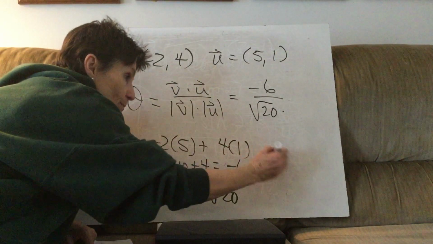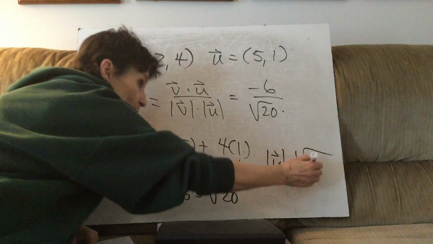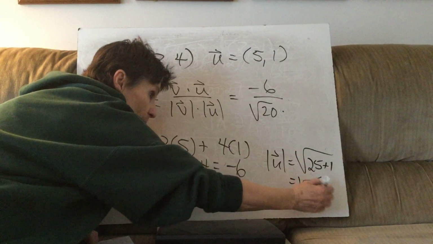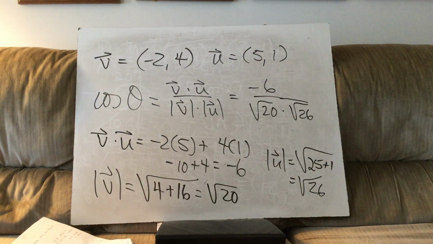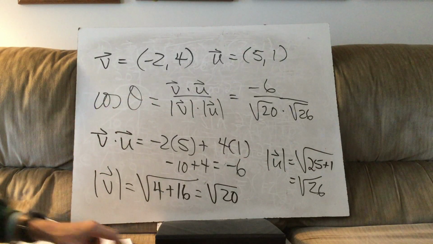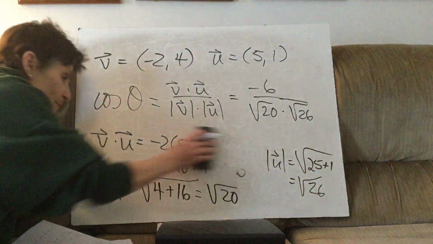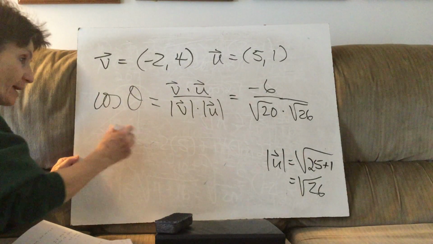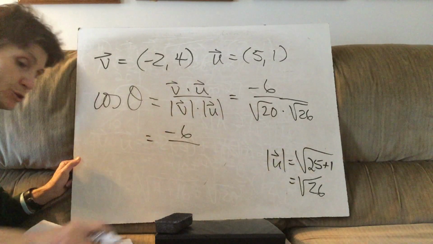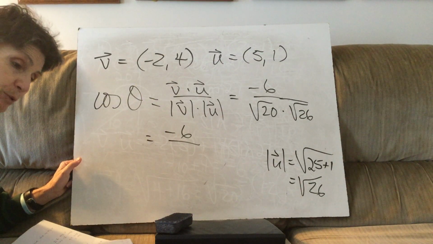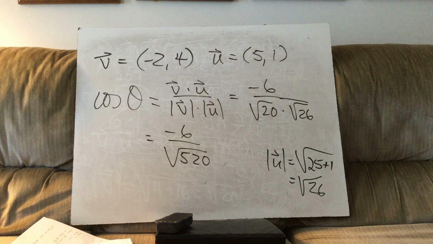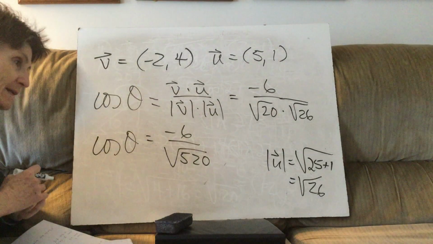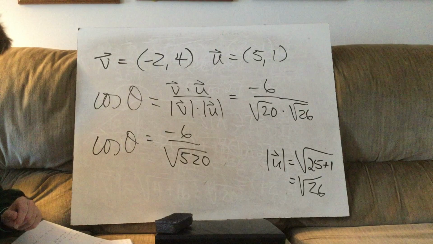Now we need the magnitude of u. So we'll square the first one, square the second one, add them up and take the square root. So that's root 26. So we've got our two magnitudes down there. And then you remember what I always suggest you do at this point? Let's go ahead and multiply those two things together. So instead of having two separate radicals down there, we only have one. So the square root of 20 times the square root of 26 will be the square root of 520. Now remember, that is not the answer. Don't write that down. That is the cosine of the answer.